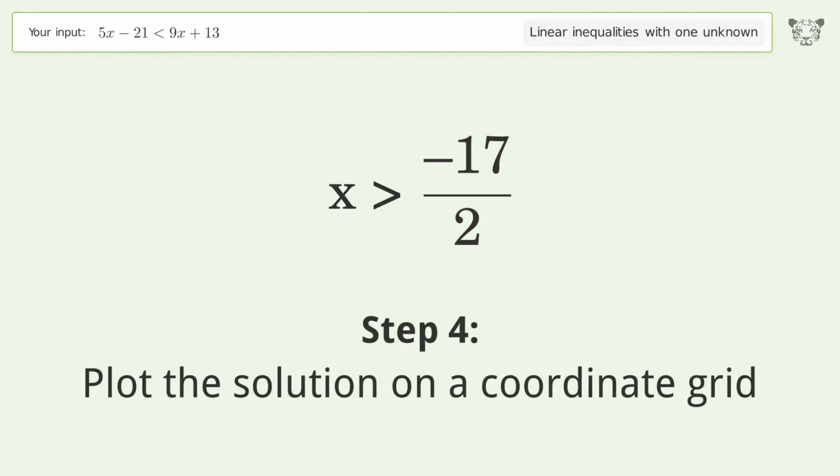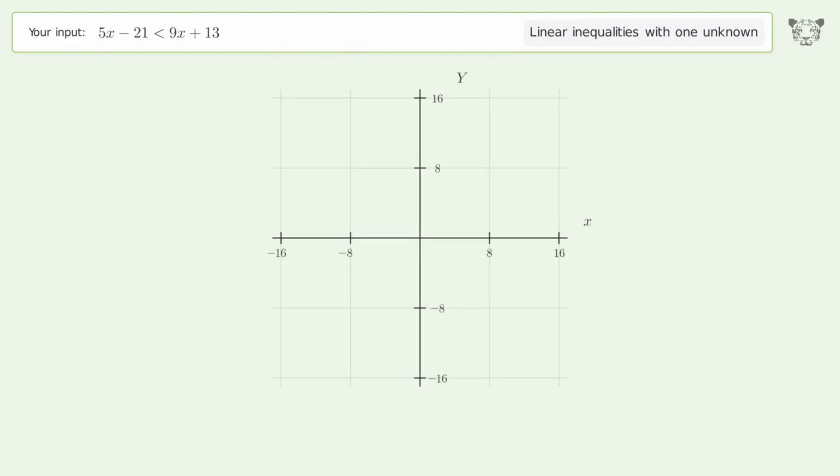Plot the solution on a coordinate grid. And so the final result is x greater than negative 17 over 2 greater than negative 81 over 2.